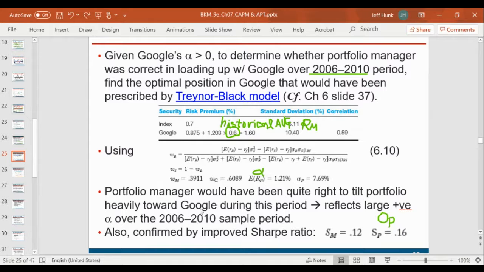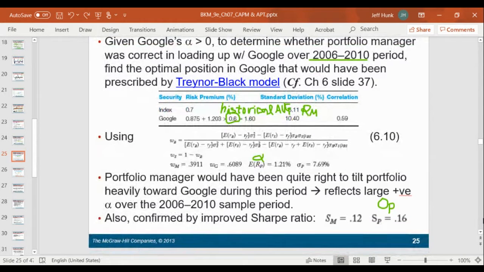So with this positive excess return, the portfolio manager would have been quite right to tilt the portfolio heavily toward Google during this period. And this reflects a large positive alpha. It is also confirmed by the improved Sharpe ratio. The Sharpe ratio of our portfolio, compared to the market portfolio, is definitely higher.